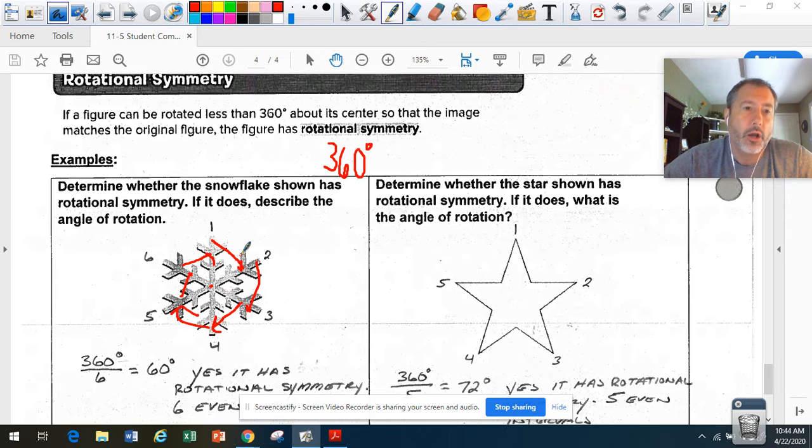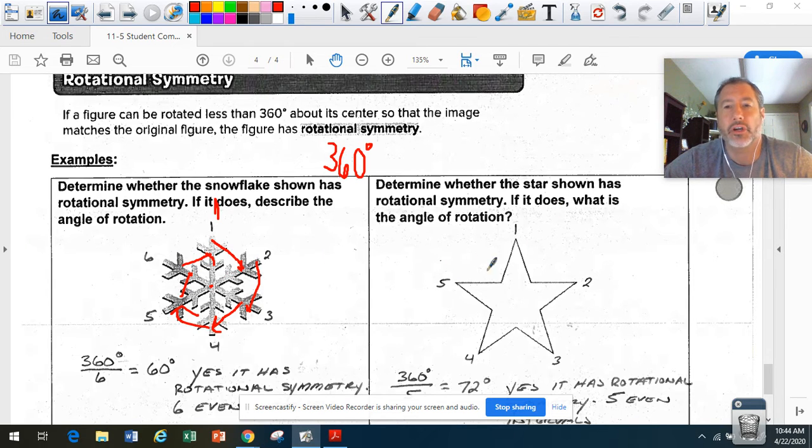And we want to know what is the degrees that each time we rotate it, it looks the same. Well, if I rotate this down, I can rotate it a total of 6 times to get it back to its original place, which is right here. That's why I have 1, 2, 3, 4, 5, 6. So if I take my 360 degrees and divide that by 6, that means it's a 60-degree rotation each time, because there are 6 rotations.